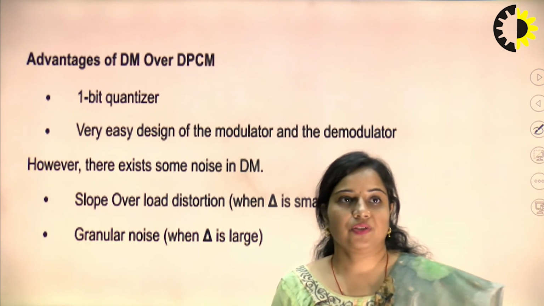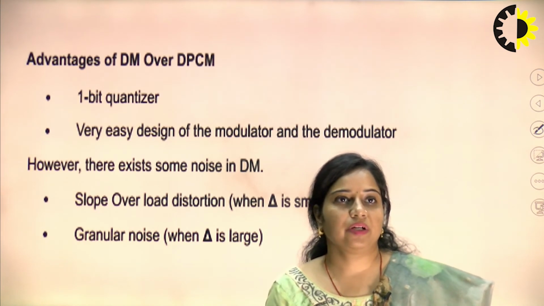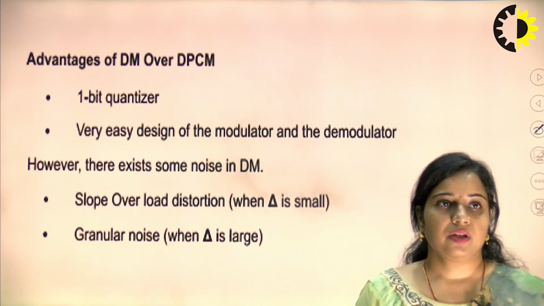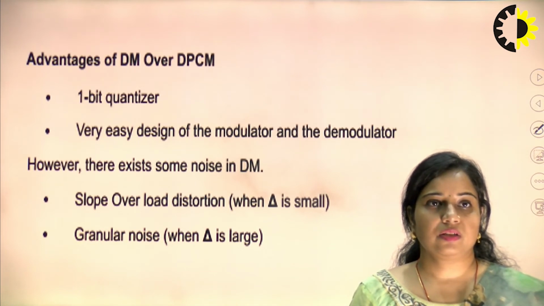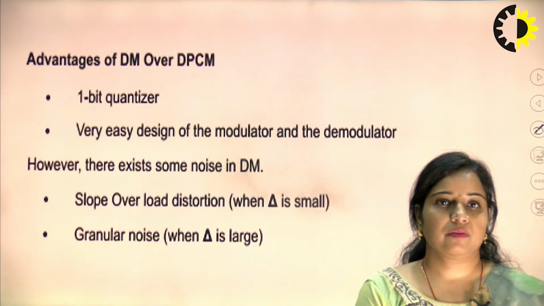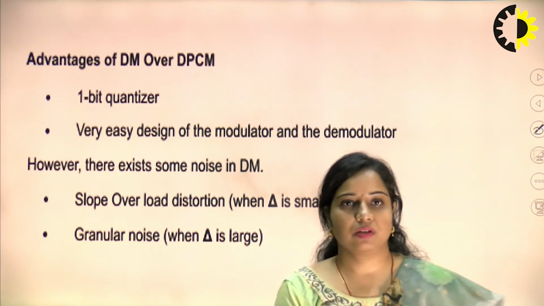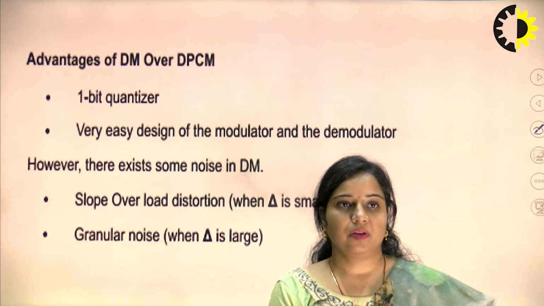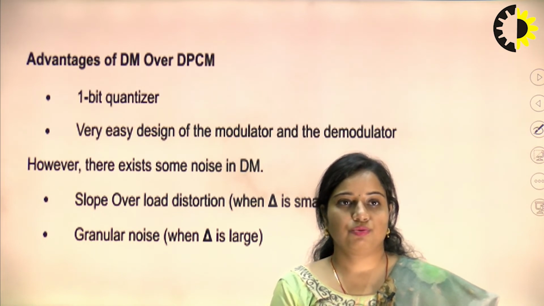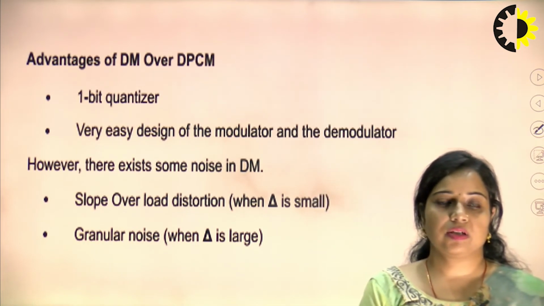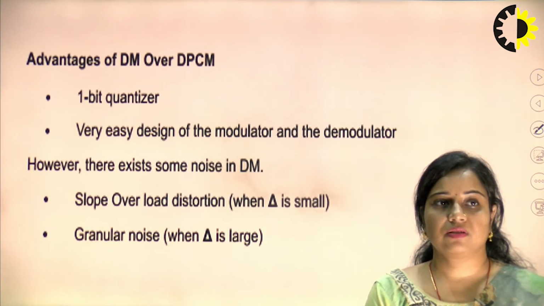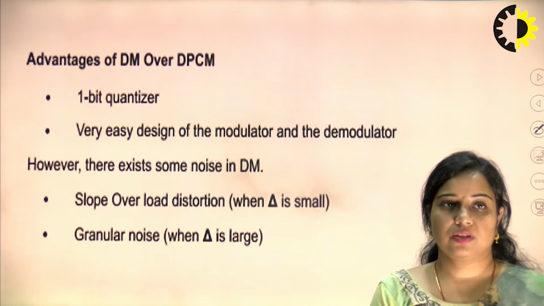Next is advantages of DM over DPCM. So delta modulator advantages, first one is 1 bit quantizer. Then next is very easy design of modulator and demodulator circuit, because it requires only 1 bit quantizer. However, there exists some noise in the DM. So these are the two drawbacks, you can say, or the two noises that are present in the delta modulation because of the fixed step size which is considered in DM.